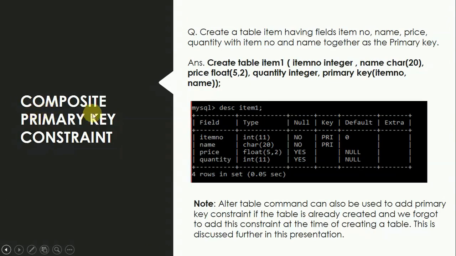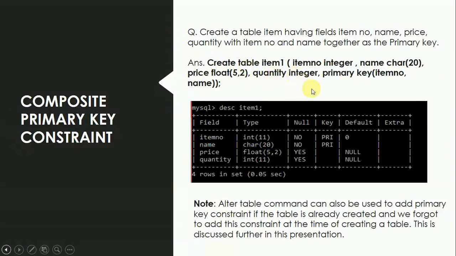We can also create a composite primary key. Let us see how. If the question is: create a table item having fields item number, name, price and quantity with item number and name together as the primary key. So create a composite primary key with columns item number and name. We will give a command like this. Create table item 1. We are calling this table name item 1. Item number integer. Name char 20. Price float 5, comma 2.